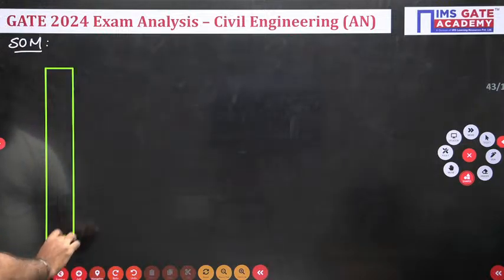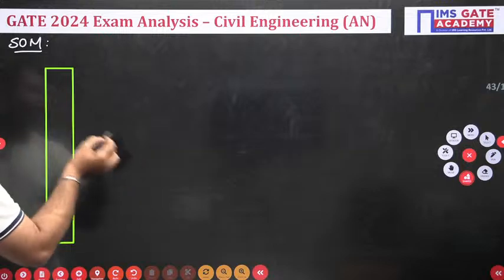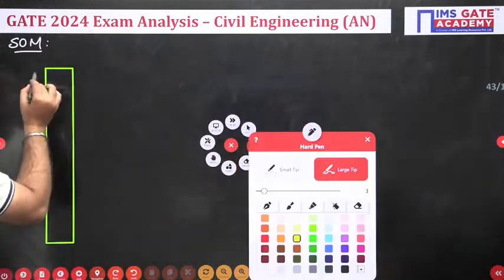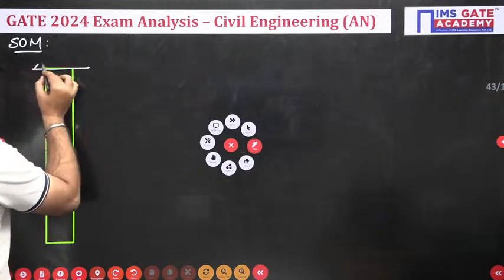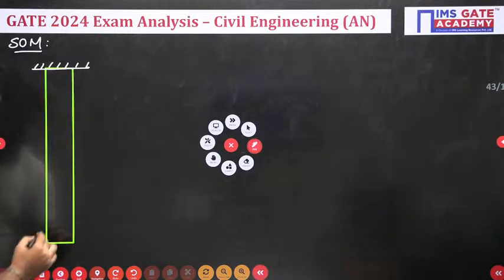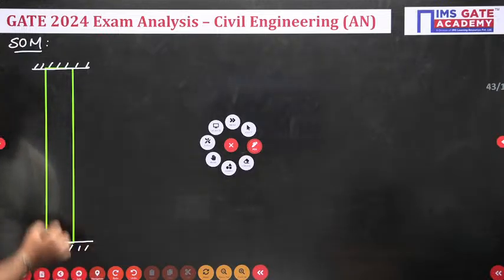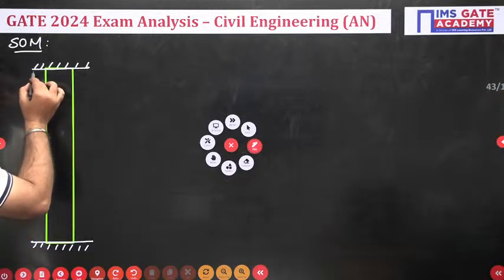The length of the column is L. The length of this column is L. It is fixed at both the ends. The length of this column is L.